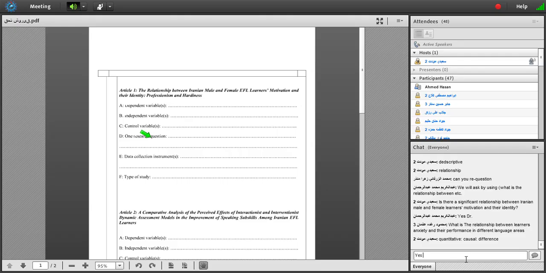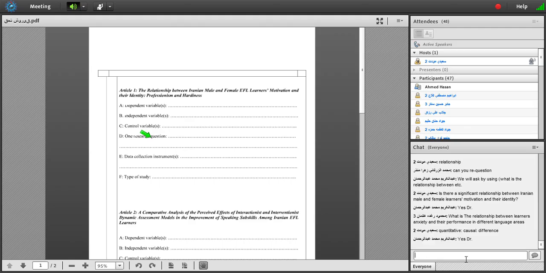What about dependent variables? What is the dependent variable here? Can you tell me? What is the dependent variable here in this topic?